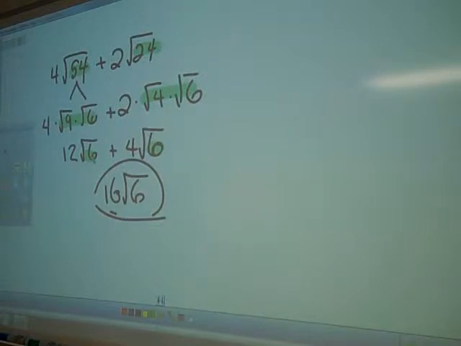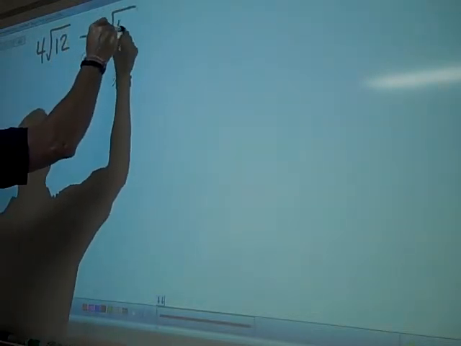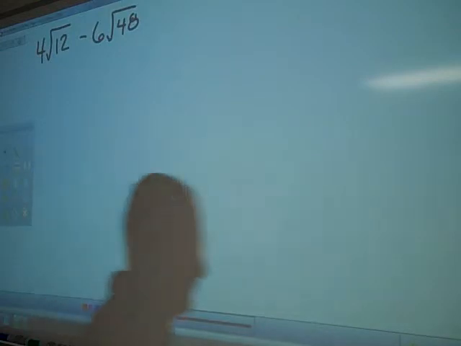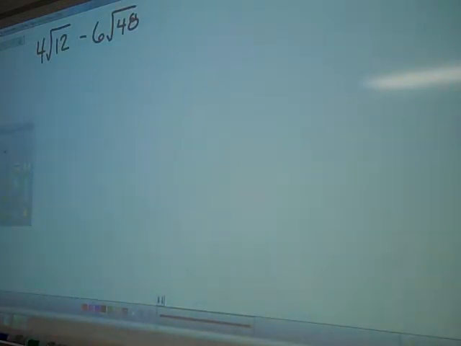I'm going to give you guys a problem. 4 square roots of 12 minus 6 square roots of 48. Okay, please work on that, folks.